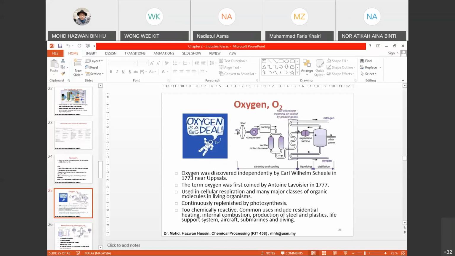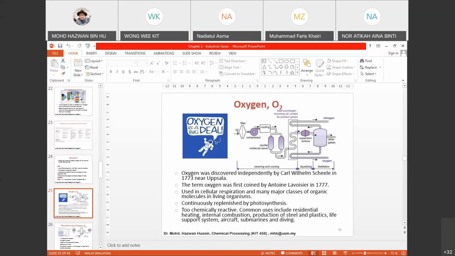If you have oxygen gas and you put in a wooden splinter, what happens? It will glow, and you will see fire. Oxygen is commonly used in residential heating, internal combustion, and the production of steel and plastic.